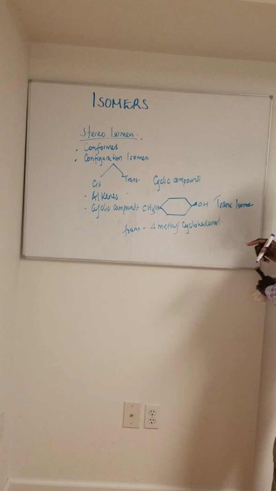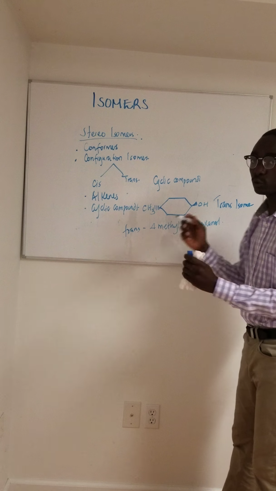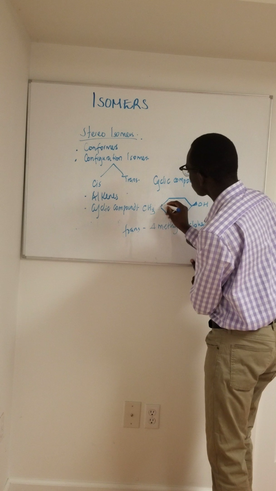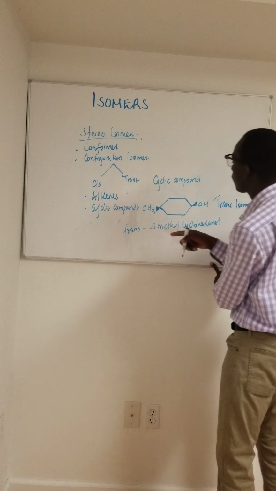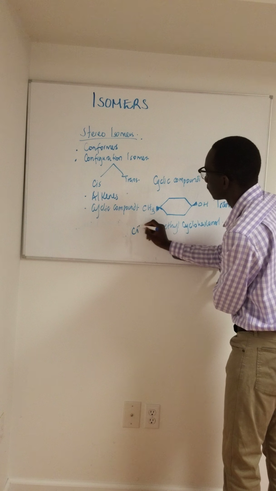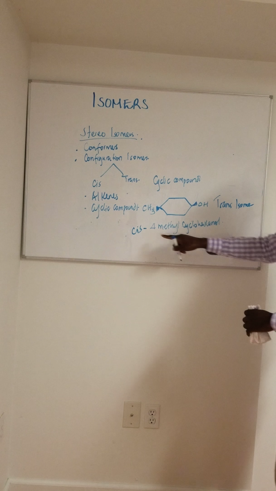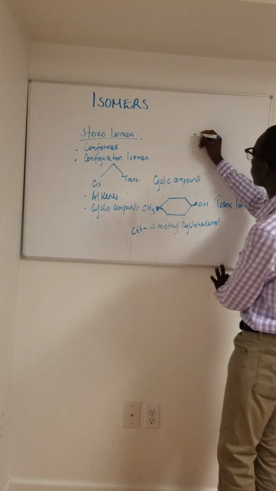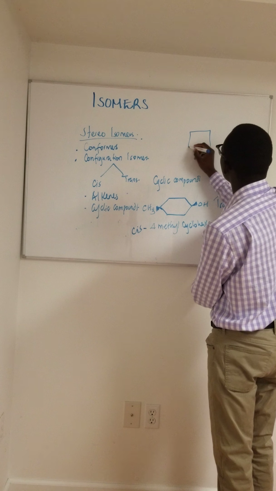4-methyl cyclohexanol. But if you have two wedges, dark wedges facing you, like in this form, then this is called a cis. A cis 4-methyl cyclohexanol. So another example that we can have, we can use this other.